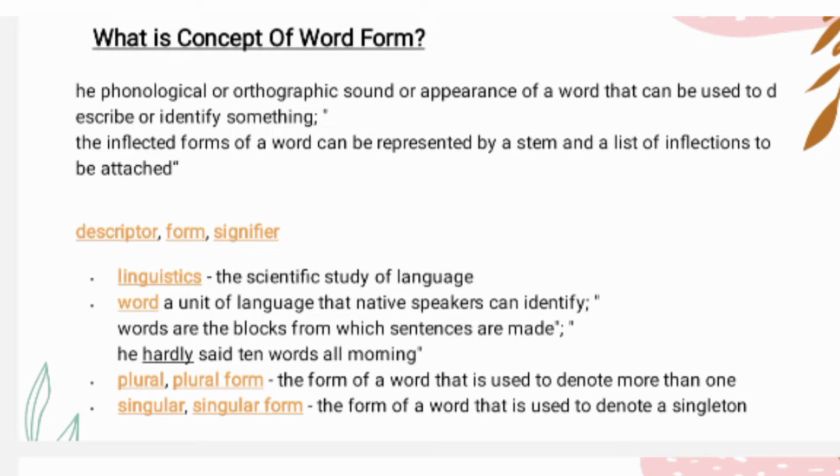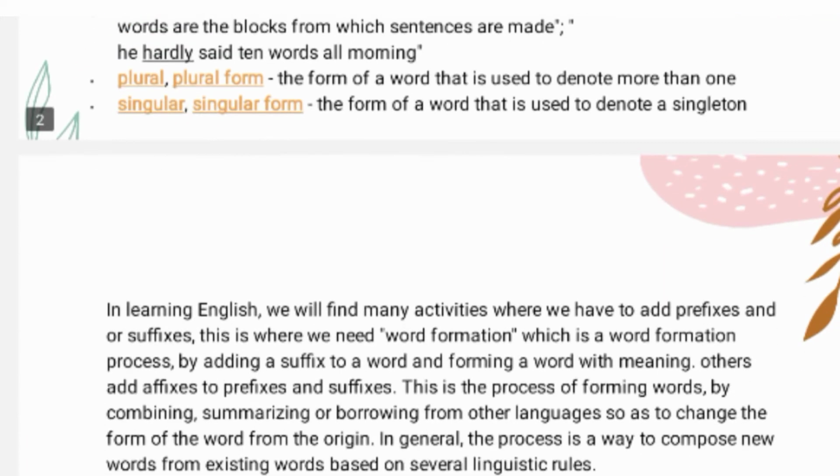What are the blocks from which sentences are made? He hardly said 10 words all morning. Plural form: the form of a word that is used to denote more than one. Singular form: the form of a word that is used to denote a singleton.